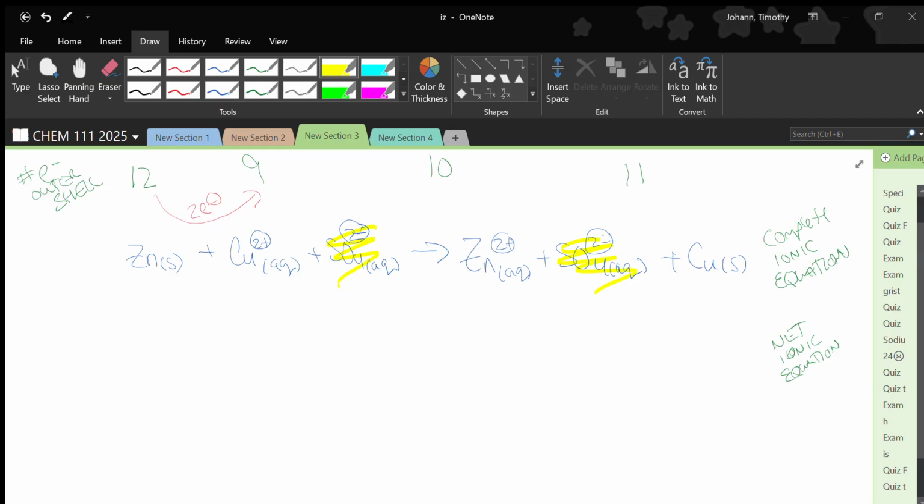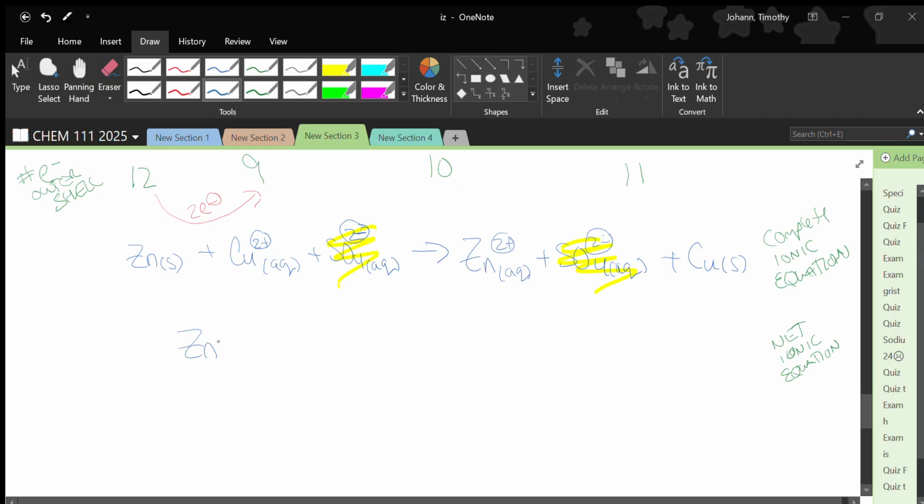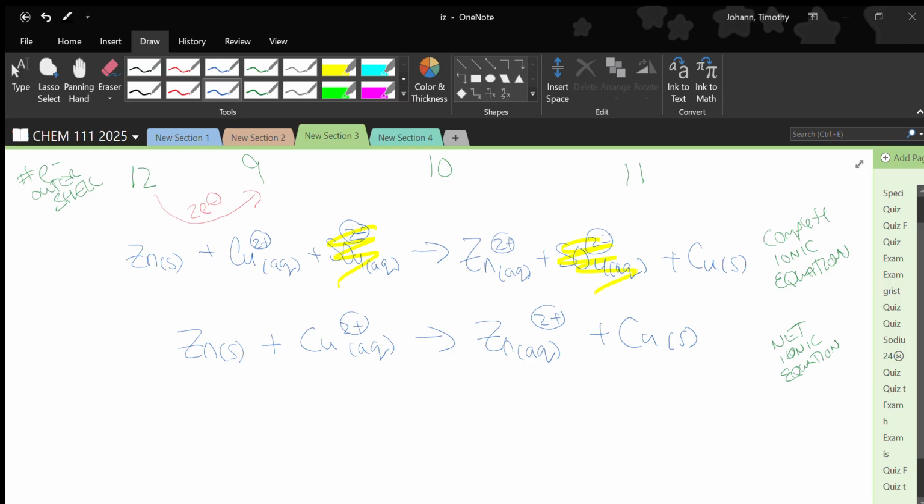So now if I write the net ionic equation, it turns into zinc solid reacts with copper, that's dissolved, so aqueous copper, to make zinc that's aqueous, plus copper solid. Okay? So all we see is the action here. We see the 2 electrons get transferred to this copper to make copper solid, and now our zinc is dissolved. Questions?